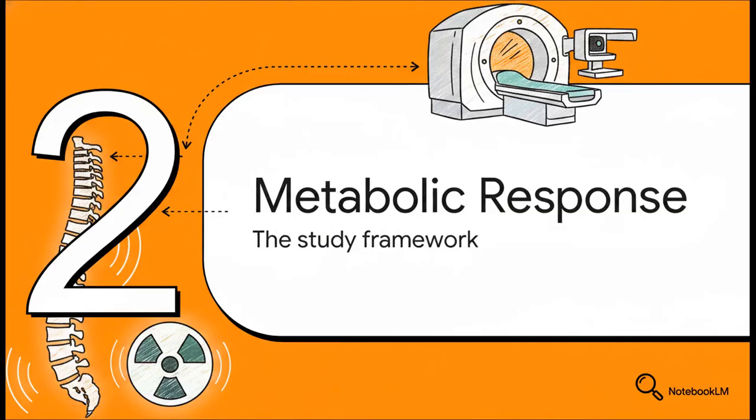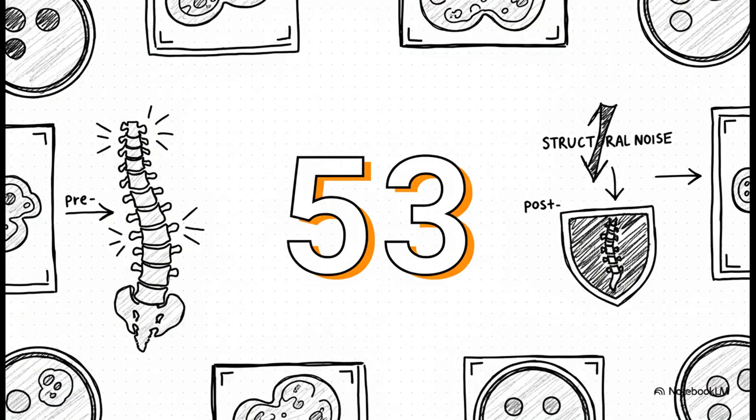Let's jump into Section 2, evaluating nuclear metabolic response. Let's look at the framework of a study from Advances in Radiation Oncology that aimed to cut through that exact structural noise. The researchers evaluated a retrospective cohort of 53 patients with spine metastases who were treated with SBRT. They specifically focused on pre- and post-treatment PET scans, primarily FDG PET or bone scans to assess the nuclear metabolic response. They essentially wanted to see if functional imaging could give us the clarity that MRI couldn't.